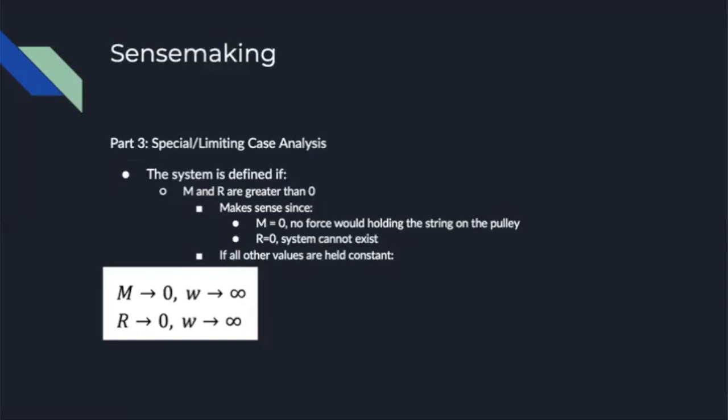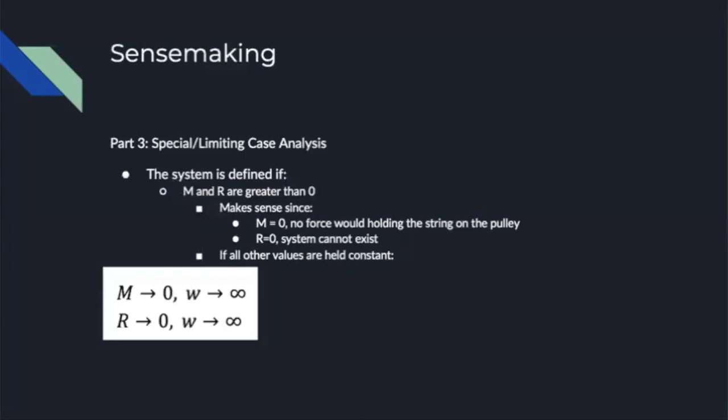For the final part of sense making, we have to look for expected special or limiting cases for the system. For the physical situation described in the problem statement, it would make sense for the angular velocity to increase when the mass of big M decreases, since the force of little m will be acting on a smaller mass, and therefore the acceleration for the system should increase, such that the net force is still equal to the same value.